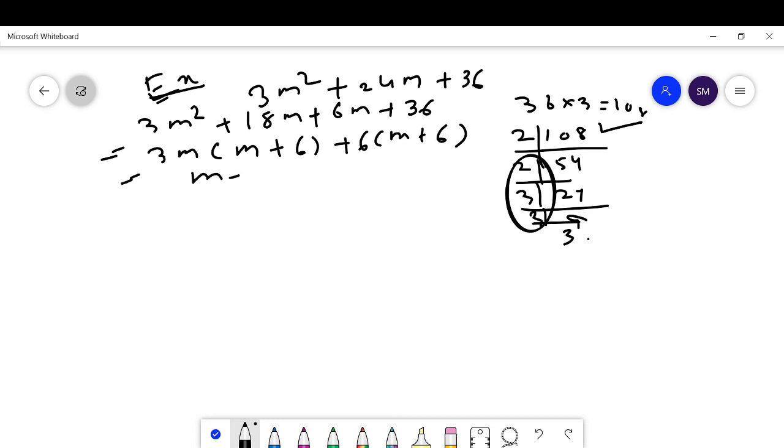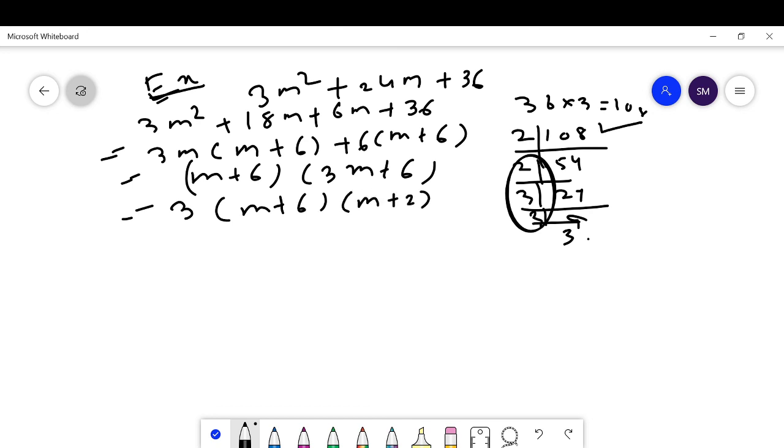Then m plus 6 is the common factor, taking common, here is 3m plus 6. Here look at here, from 3m plus 6 we can take common 3, then m plus 6 here, then taking common 3, here only m plus 2 remains. 3 into m plus 6 into m plus 2 is the factorization of the given algebraic expression.